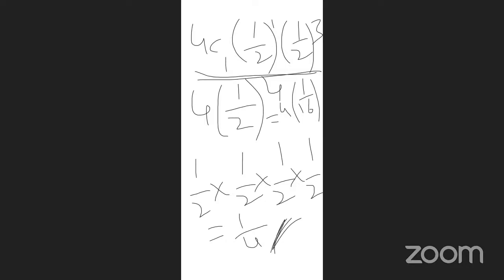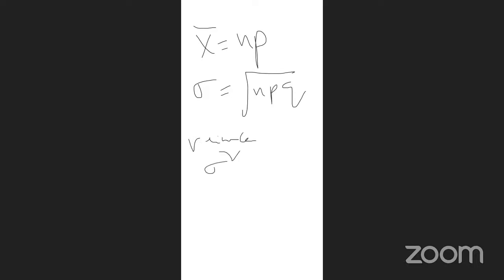Now, under the binomial expression, usually the mean is denoted as x bar, but in the binomial expression, the mean is denoted as NP. The standard deviation is equal to the root of NPQ. And the variance, which we call standard deviation squared, is equal to NPQ. So under the binomial expression, we can easily calculate the mean, standard deviation, and variance using these formulas as a base.